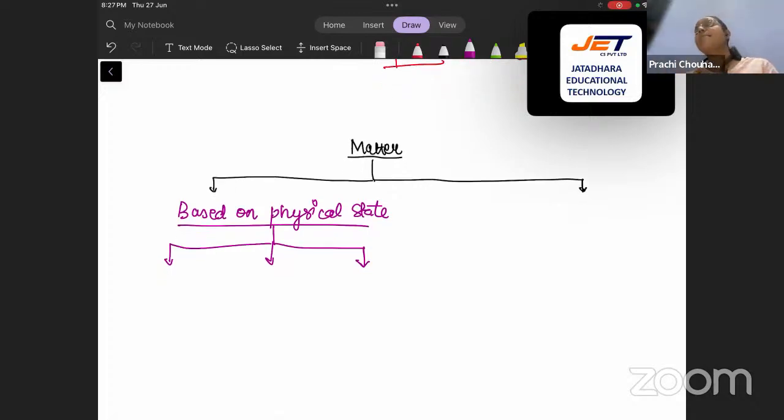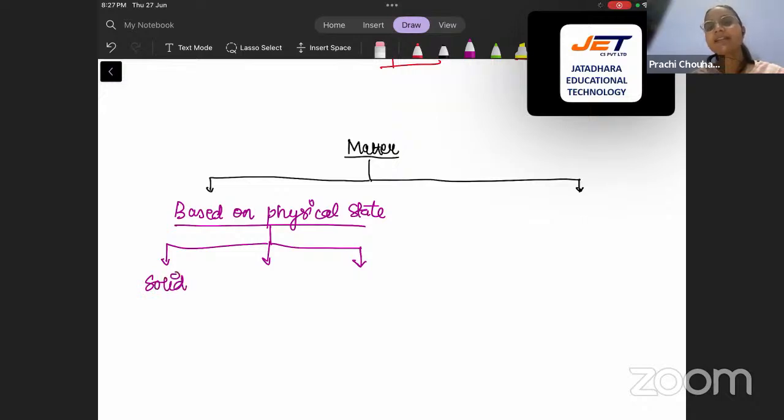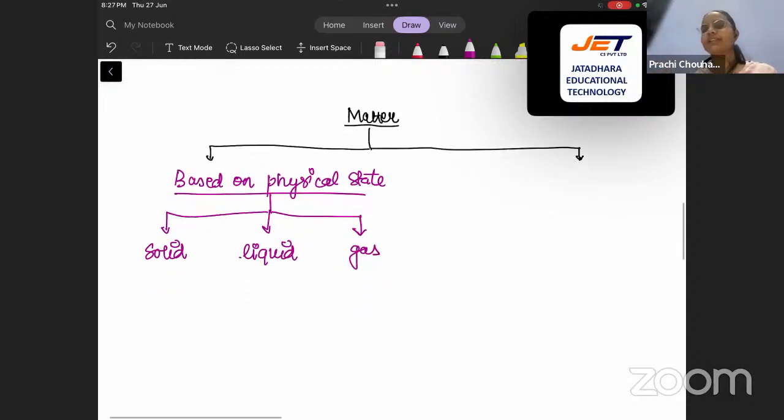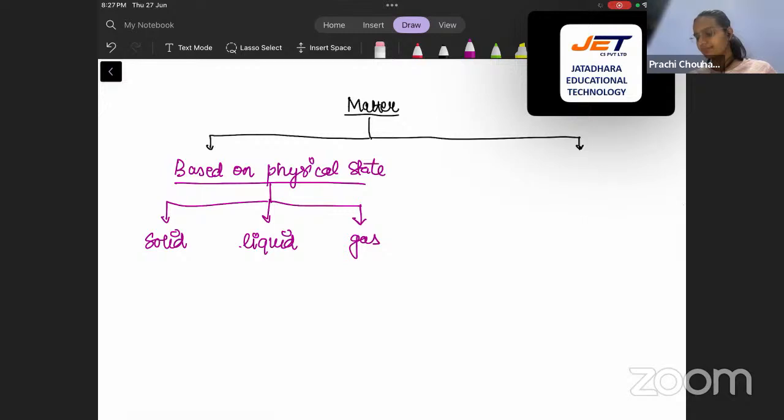Now, based on the physical state, we can have solid, liquid, and gas. Now, quickly define what a solid is. Yes, I am seeing your chat. So you have to quickly answer this. What is a solid?